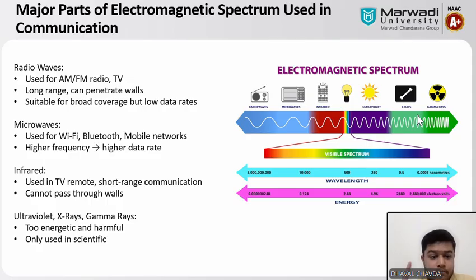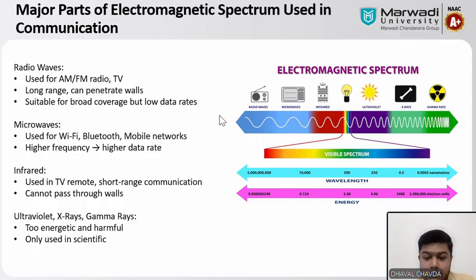Moving forward, major parts of the electromagnetic spectrum. Above you can see the whole electromagnetic spectrum that we have seen in our 10th standard notebook. But the same fundamentals we are going to use here in communication because we are communicating wirelessly.